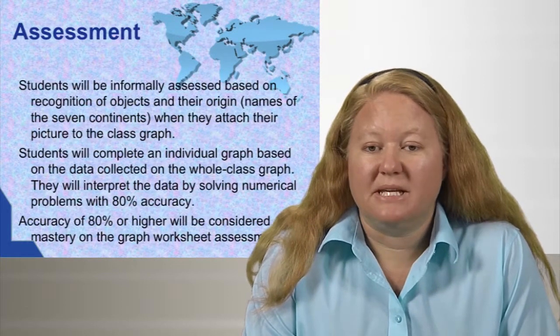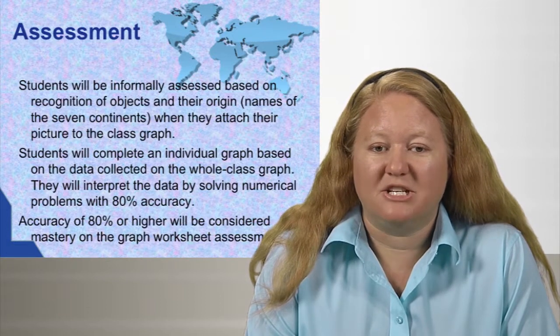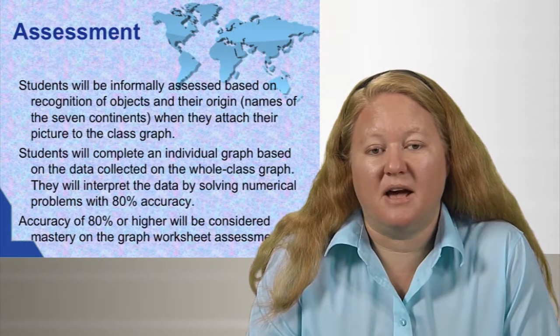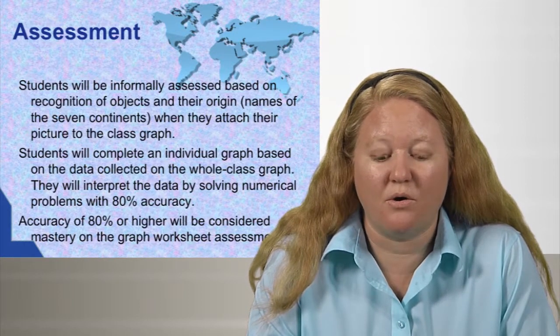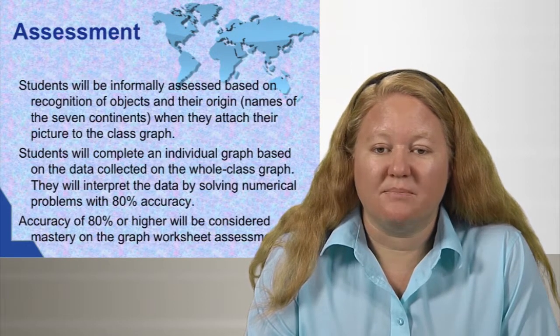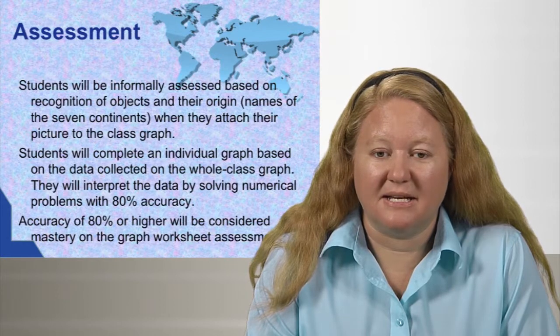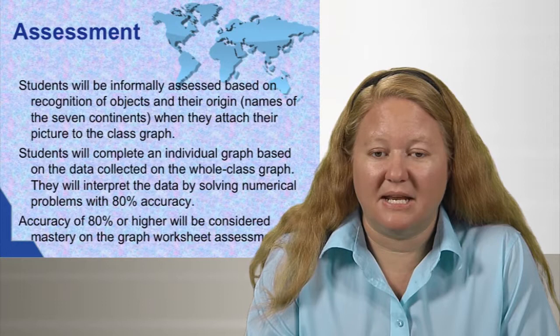Students will be informally assessed based on recognition of objects and the origin when they attach the pictures to the class graph. They can also be assessed on letter recognition for the starts of sounds, like orange starts with an O, marble starts with an M. Students will complete an individual graph based on the data collected, and this will be interpreted of solving numerical problems at 80% accuracy.